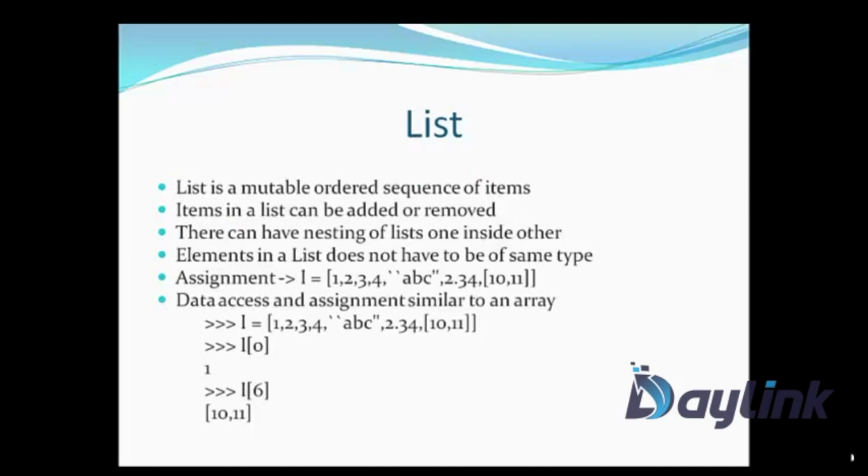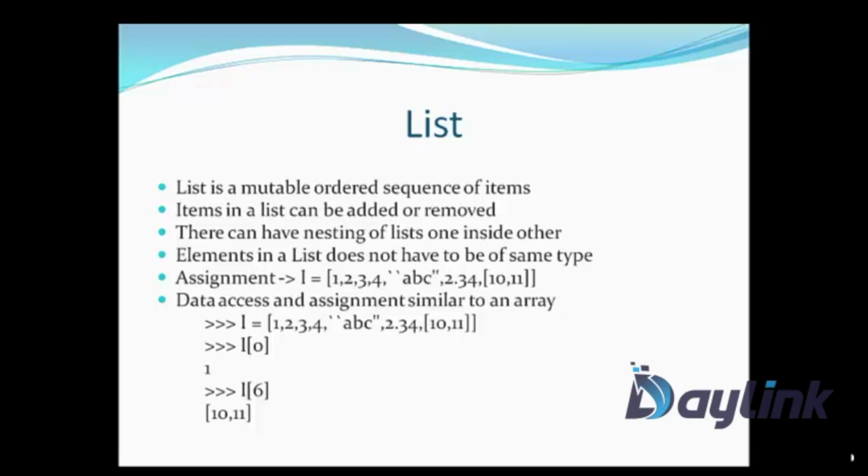Now we see the list. A list is a mutable ordered sequence of items. Items in a list can be added or removed. There can be nesting of lists, one inside another. Elements in a list do not have to be of the same type. Assignment: L = [1, 2, 3, 4, 'ABC', 2.34, [10, 11]].